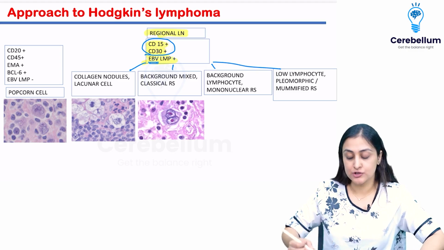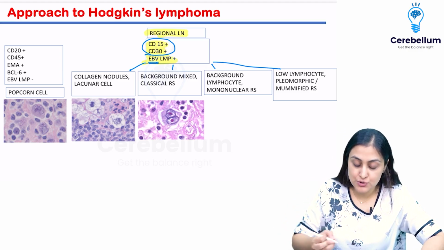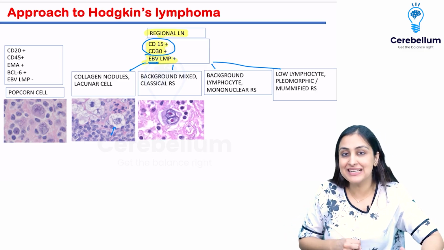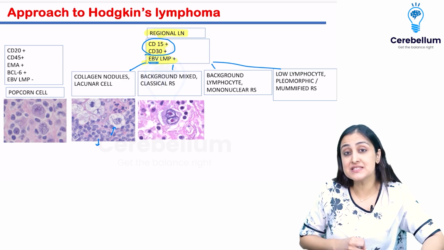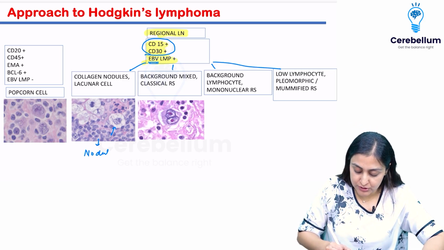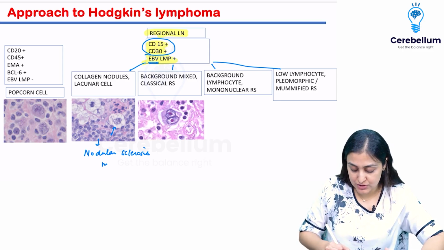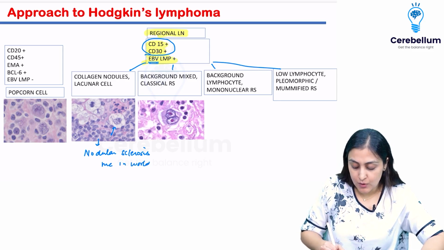Here you have to further look at the clues. So if the clue is mentioning collagen nodules or lacunar cells, these empty cells, this is the most common subtype in the world, which is known as the nodular sclerosis. So the collagen nodules will be a big clue here. Nodular sclerosis variant of HL, which is the most common type in the world.